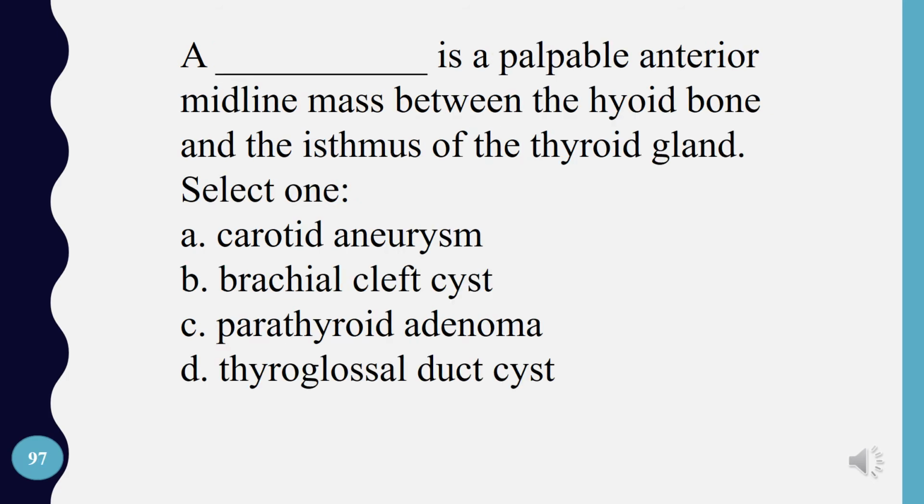What is a palpable anterior midline mass between the hyoid bone and the isthmus of the thyroid gland? A. Carotid aneurysm. B. Brachial cleft cyst. C. Parathyroid adenoma. D. Thyroglossal duct cyst. The answer is D. Thyroglossal duct cyst.